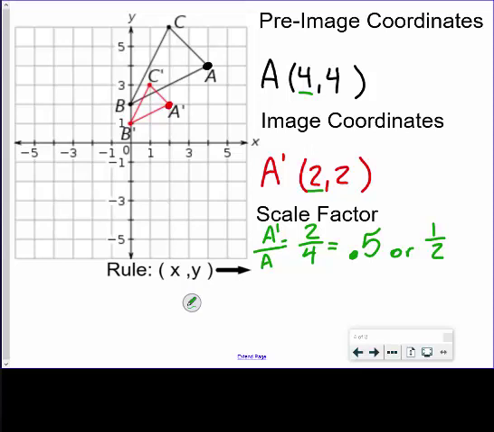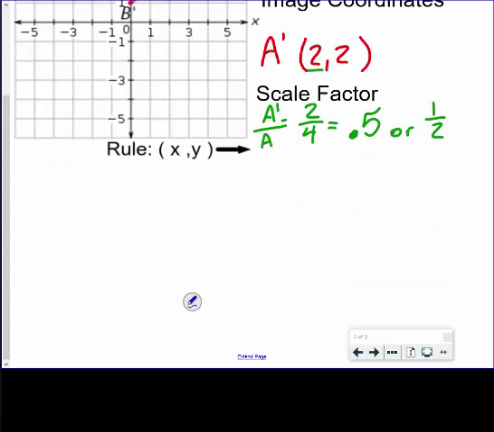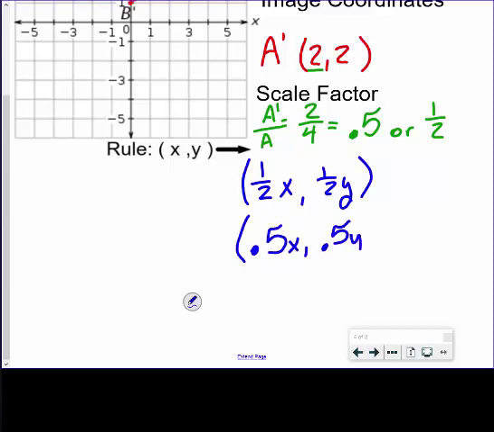Zach, you used C, and you got the same scale factor. Is that good? So good. Write your rule. The scale factor is 1/2. What's my rule? What's one way I can write it? 1/2 times x, 1/2 times y. What's another way I could write it? 0.5 times x, 0.5 times y.